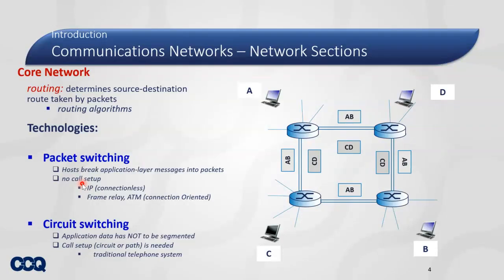Data is segmented, and each packet can take a different route to reach the destination. Basically, there is no dedicated path. The network is shared dynamically. It's more efficient than circuit switching because the bandwidth is used only when the data is actually sent. Examples are email, web browsing, and video streaming.